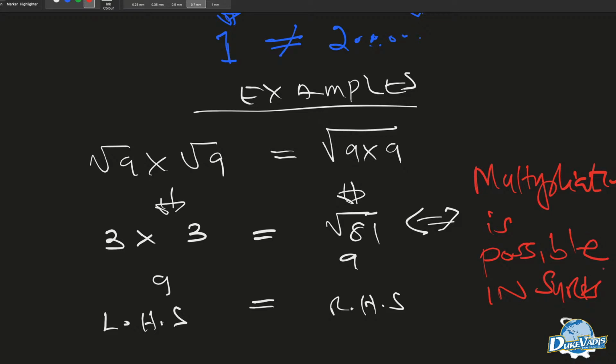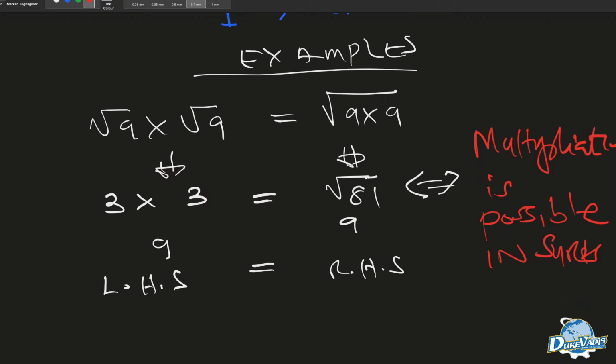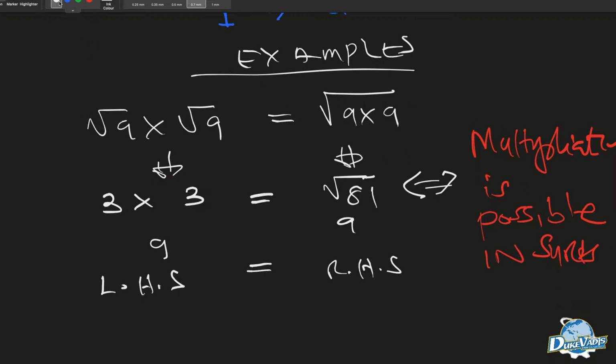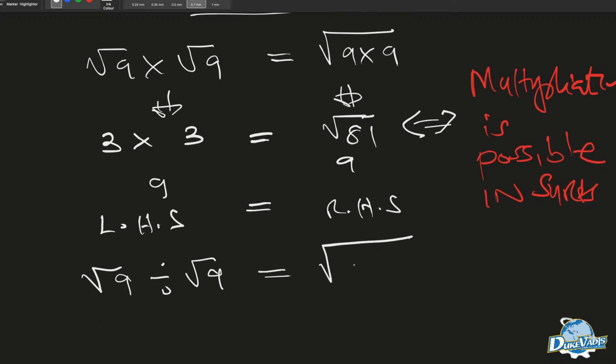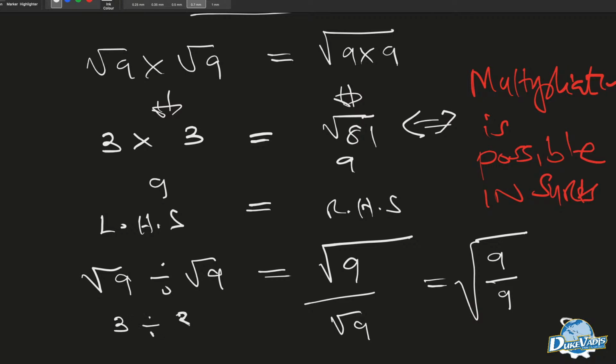Now let's look at the square roots of the same number. If we have square root of 9 dividing square root of 9, how do we go about this? It is the same as saying square root of 9 divided by square root of 9, and this can be written as square root of 9 over 9. Can we say that? Yes, because square root of 9 is 3, and 3 divided by 3, we know its answer is 1.